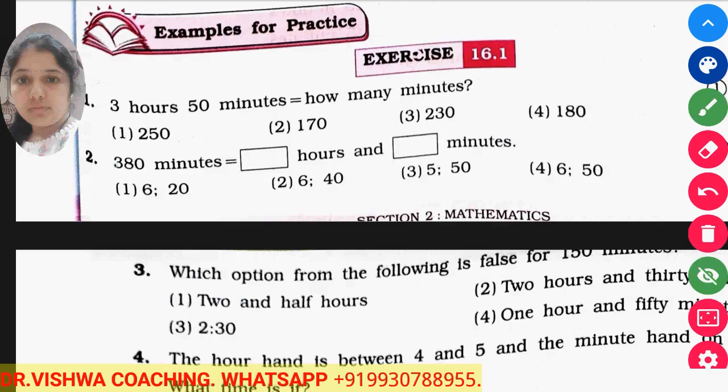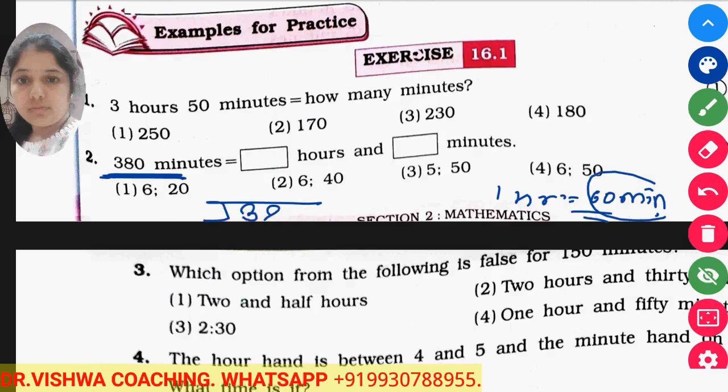Now 380 minutes is equal to how many hours and how many minutes? Now what you will do here, you have to divide this 380 by 60, because 1 hour is equal to 60 minutes. Now instead of writing division, you are going to write 380 divided by 60. What you can do, recite the table of 6. 6 1s are 6, 6 2s are 12, 6 3s are 18, 6 4s are 24, 6 5s are 30, 6 6s are 36, and 6 7s are 42. So 42 is greater than 38. So here 6 6s are 36.